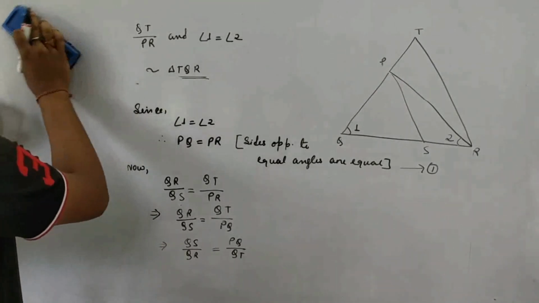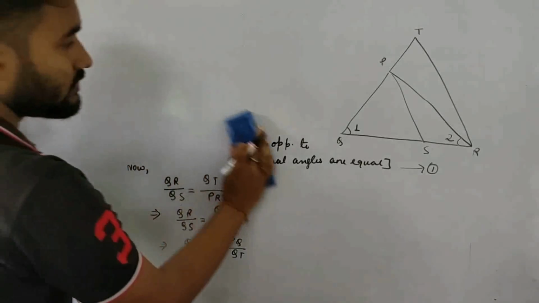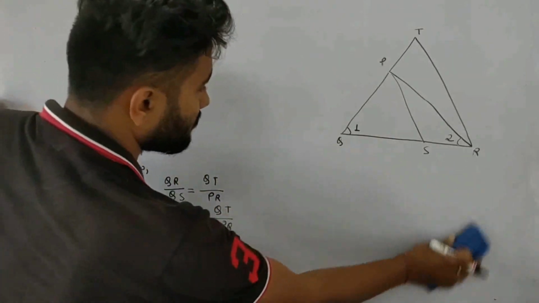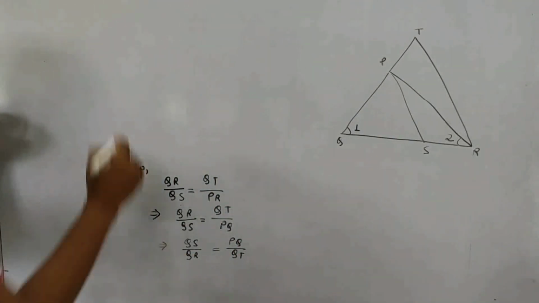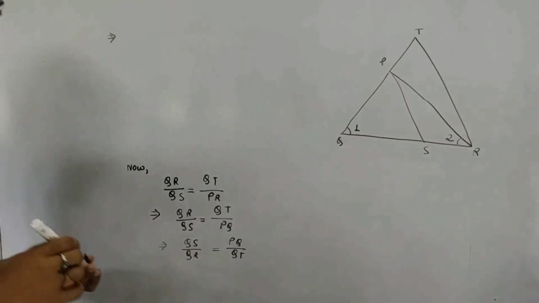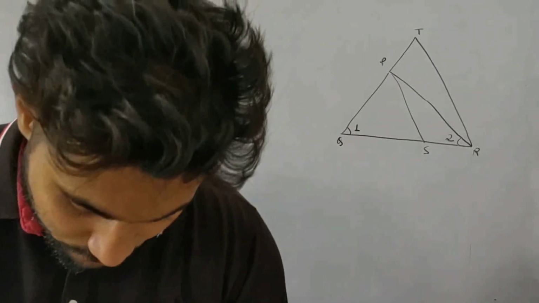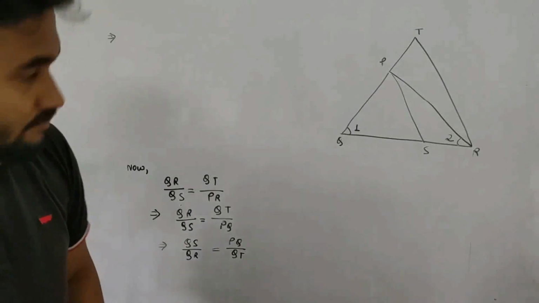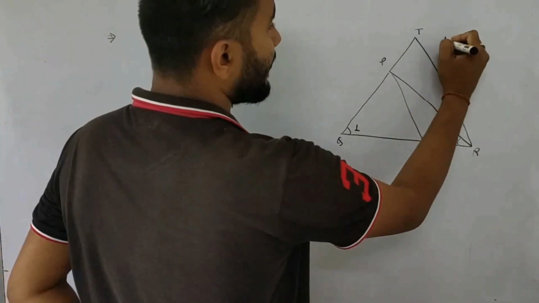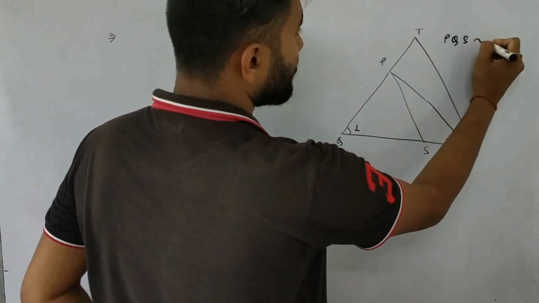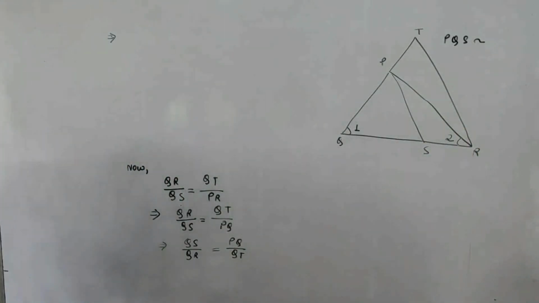So which implies, see one more thing. In the question, what is asked? We have to show that triangle PQS is similar to TQR.